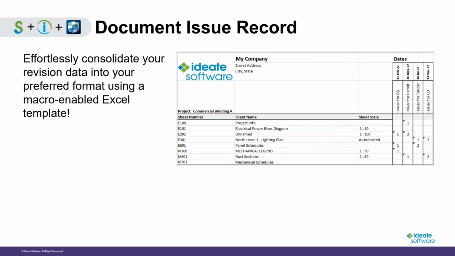Then we have a document issue record. This is in collaboration of Sticky and BIMlink and Automation. BIMlink allows you to export the raw data about revisions.